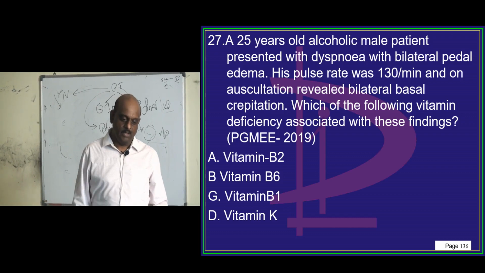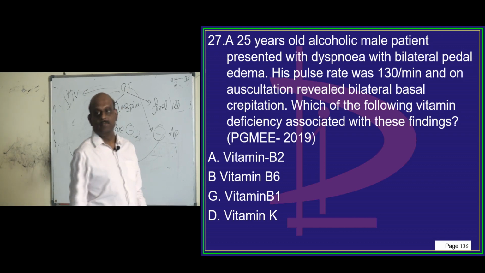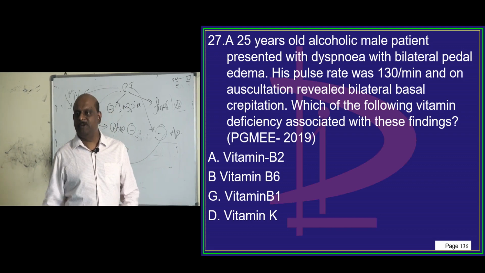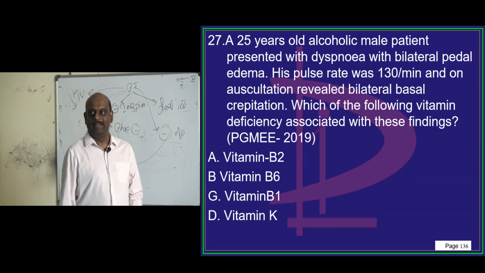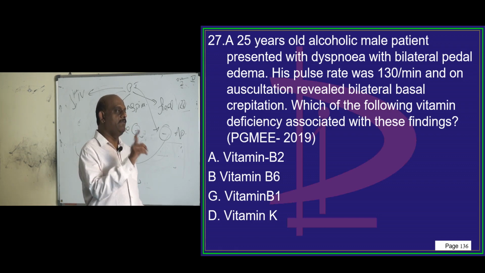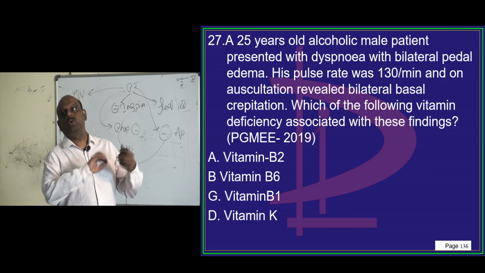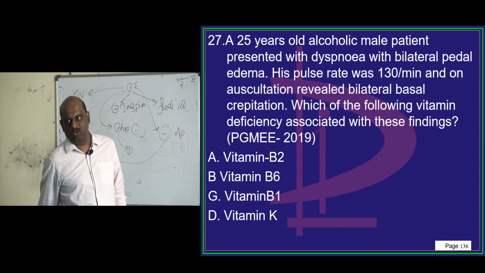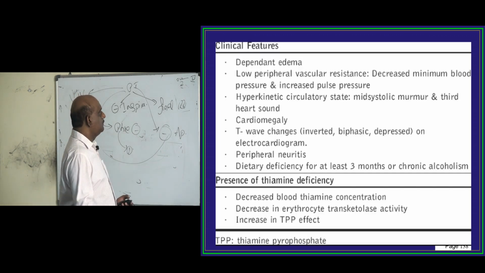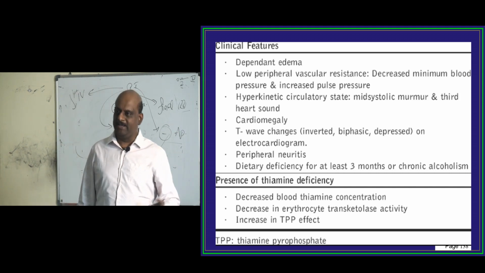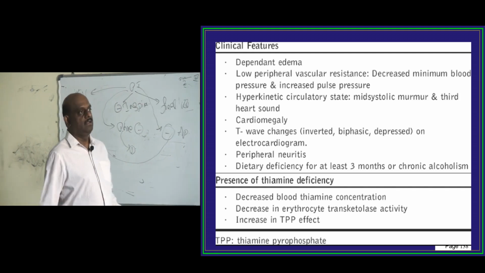A 25-year-old alcoholic male, dyspnea, bilateral pedal edema, meaning he is in congestive heart failure. If he drinks alcohol, there will be a deficiency of vitamin thiamine. That is the reason whenever there is a thiamine deficiency, I mean any alcoholic, just don't give glucose alone to treat; give thiamine along with glucose. So it is a classical case of wet beriberi, where you have congestive heart failure, peripheral neuritis, etc.